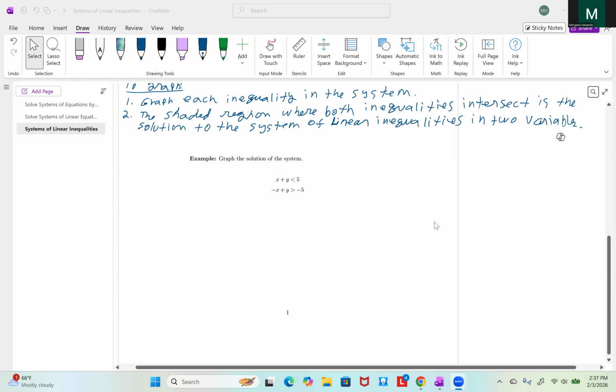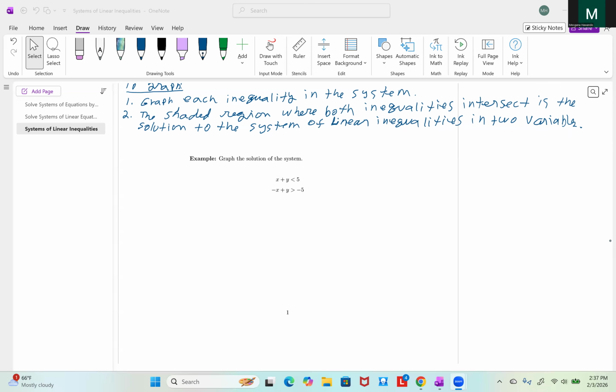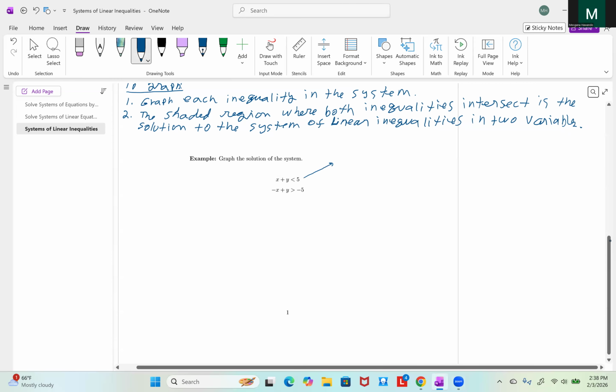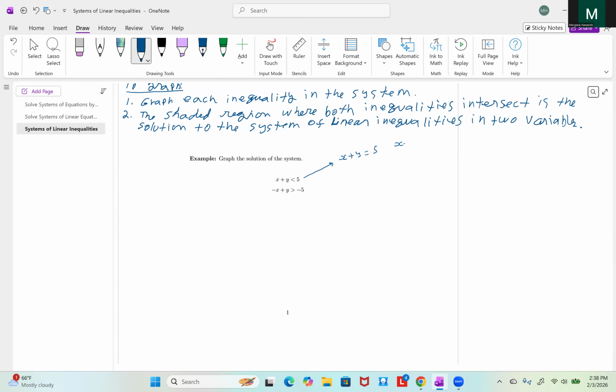So let's graph these two inequalities. The first thing is to graph the inequality. So we graph the equation x plus y is equal to 5. The x-intercept is when y is 0, which is (5, 0). The y-intercept is when x is 0, y is 5.